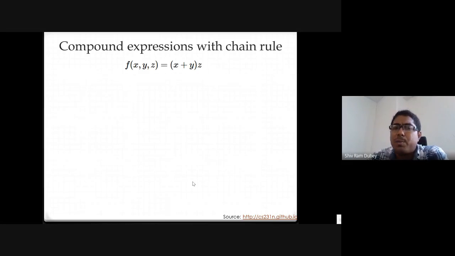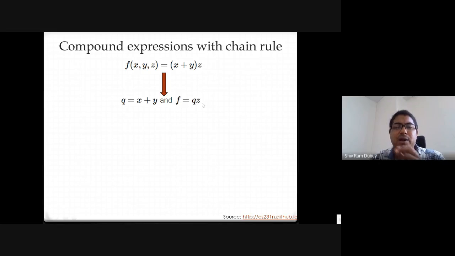Now coming to the compound expression, which is the actual scenario in deep learning, because in deep learning we have a hierarchy of layers. The hierarchy of layers leads to a very compound or complex expression. Suppose we take one example of a compound expression, and we represent x plus y with another variable. Let's say x plus y is represented as q, then we can write f equals qz.